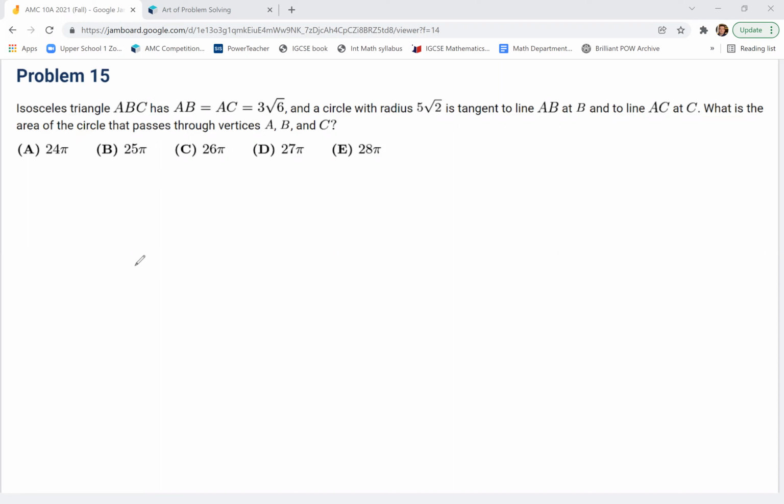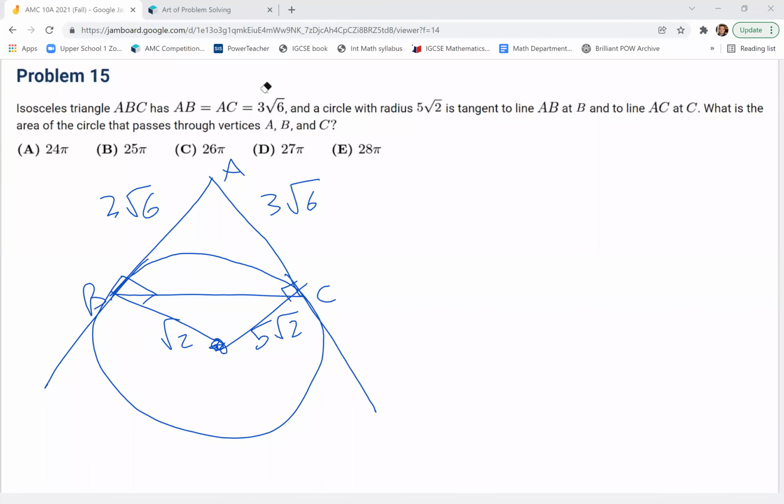We also know that these would make 90-degree angles, right? Because a radius is always perpendicular to a tangent line at the point of tangency, right? So this is 5√2. Okay. So what did I do? Now essentially what do we want to find? We want to find the area of this circle, the circle that passes through A, B, and C, right? So, all right, let's think about this.